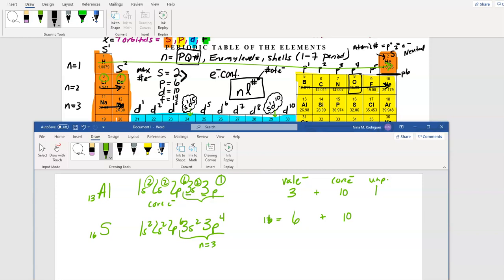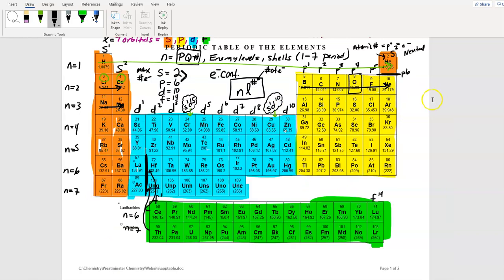How many unpaired? Well, look at it. If a p can hold 6 at maximum, and I got 4, how many are unpaired? 2. Okay? If you need to draw the boxes, do it. But if you don't, then don't. Only do it when asked, because it's a lot of time wasted. All right. Let's go to the next one.